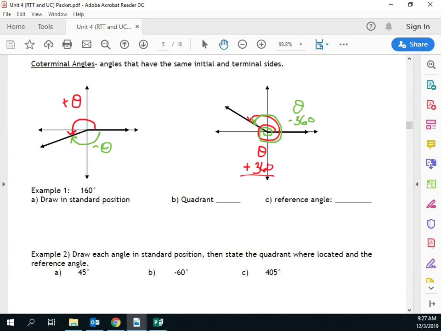We'll get to some examples in a second, guys. All right? So let's dive into some of these here. Let's draw in standard position 160 degrees. So we have our x and y. We're going to start here, and we're going to go 160 degrees. So we go over here. It's above 90. Is it above 180? No. So we're going to stop in the second quadrant. And that gives us 160 degrees.